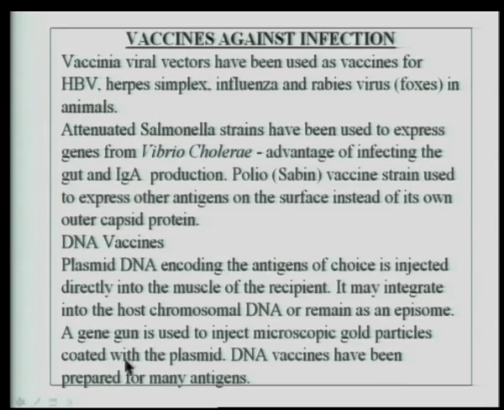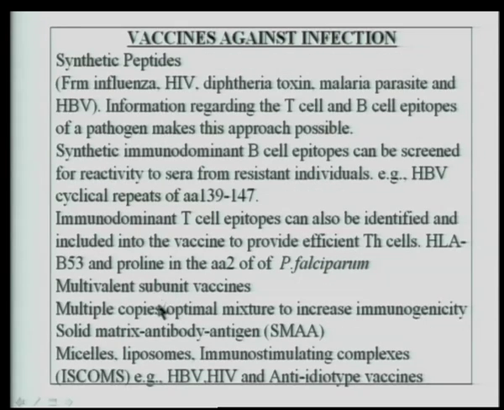Now, this particular DNA immunization has been used in what is called a gene gun, which enables the piercing of the particular plasmid along with microscopic gold particles, which enhances the potential of this DNA to immunize an individual. So, these gold particles are used to coat the plasmid DNA. And DNA vaccine effort, of course, has involved a variety of antigens. One can look it up in any textbook, need not go into detail in this vaccination class.